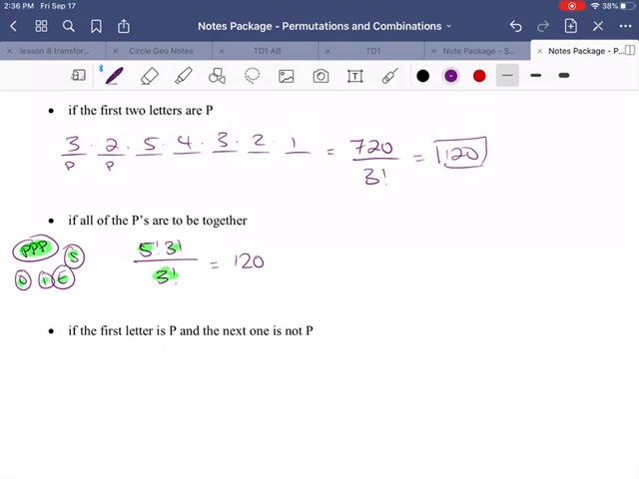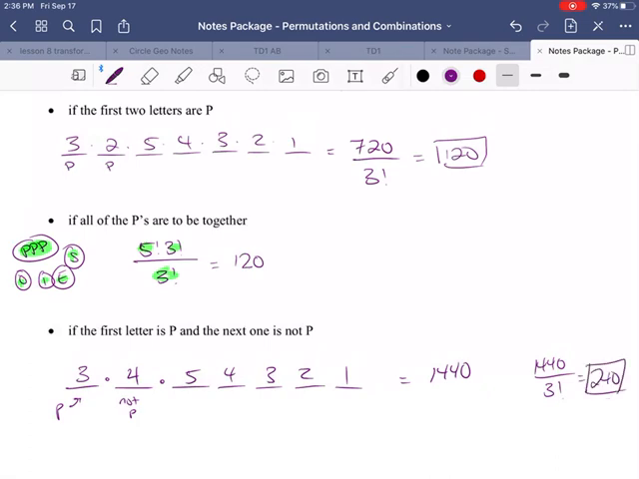If the first letter is P and this next one is not P, so we have not the letter P. So we've got 3 choices. And then how many choices do we have that are not that letter? Well, there's 4. And then no restrictions for the next 4, 5. So then we go 5, 4, 3, 2, 1. And we get 1440. But hold on, we need to take that and divide by the repetitions, and that gives us 240.